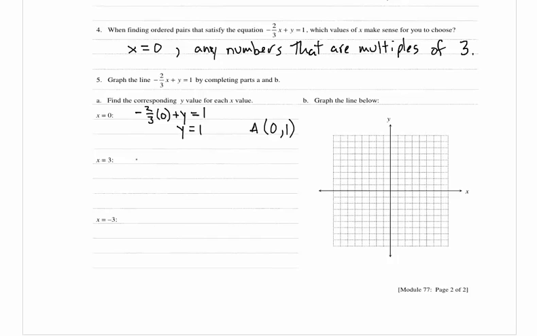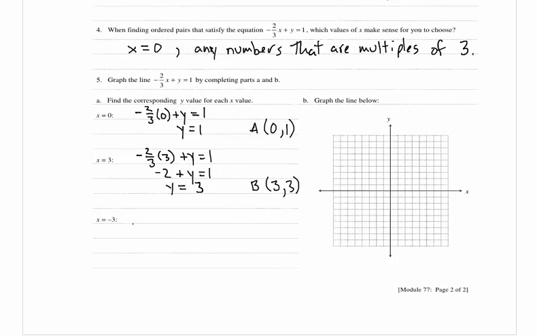For x is equal to 3, we have -2/3 times 3 plus y is equal to 1. -2/3 times 3 is -2 plus y is equal to 1. And now we're going to add 2 to both sides, and y is equal to 3. So our second point, point B, is 3, 3.